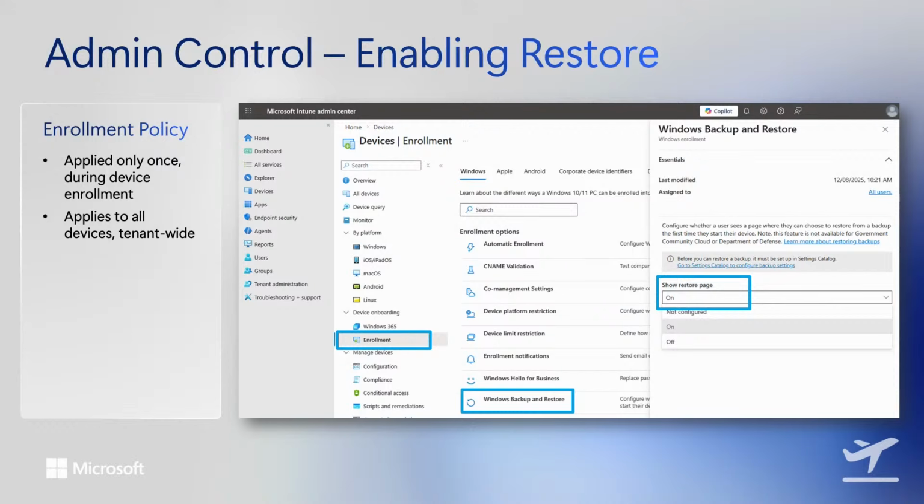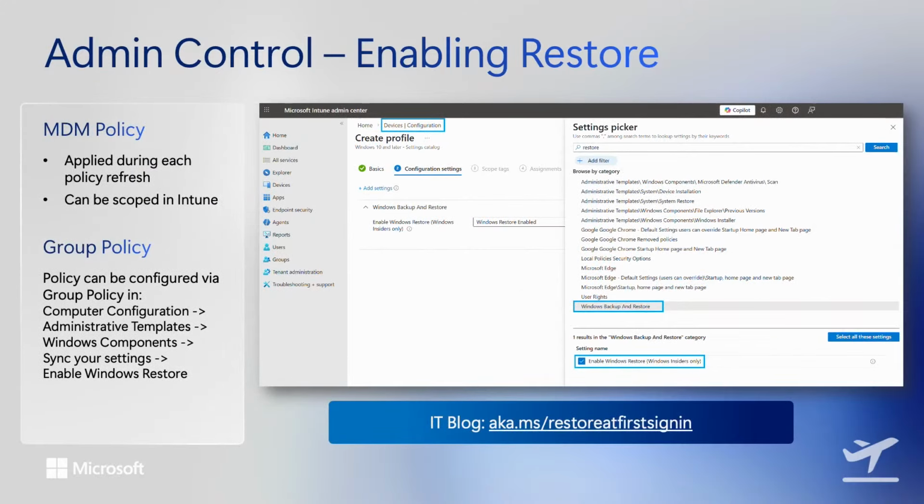Restore can be enabled using the Windows Backup and Restore policy on the Intune enrollment page. This policy is applied only once during device enrollment. This policy applies to all devices tenant-wide. Restore can also be enabled through MDM using the Intune settings catalog. The MDM policy is applied during every policy refresh and can be scoped in Intune. The Enable Windows Restore policy is also available through Group Policy.